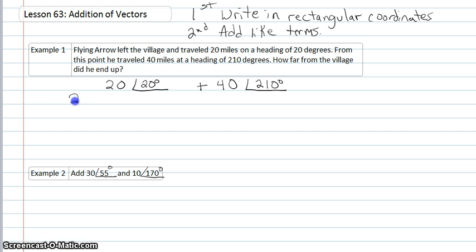So I'm going to have 20 cosine 20 degrees and then 20 sine 20 degrees. Okay, and then when you work that out, you'll get approximately 18.79, and then we label that with an R. And then with the sine, when you work that out, you get approximately 6.84 U. So I'm rounding those to the nearest hundredth.